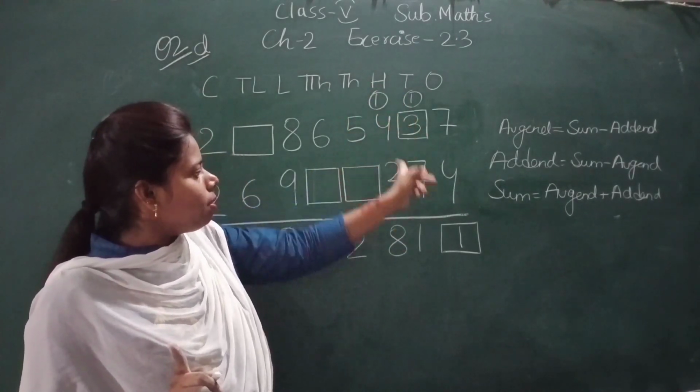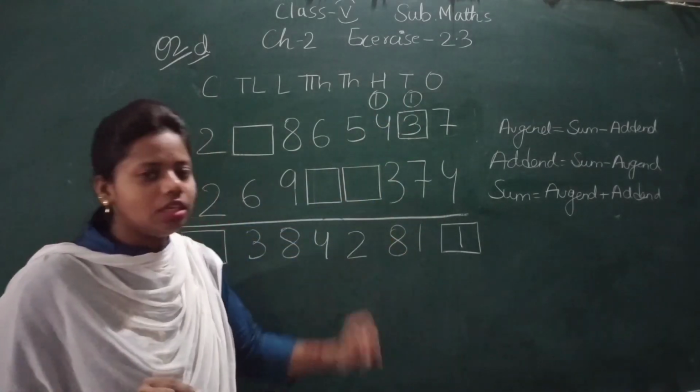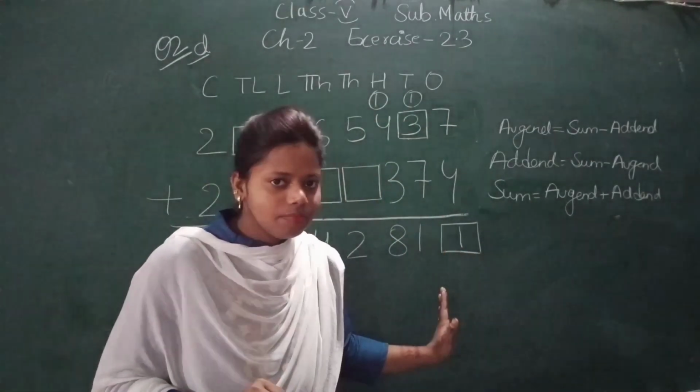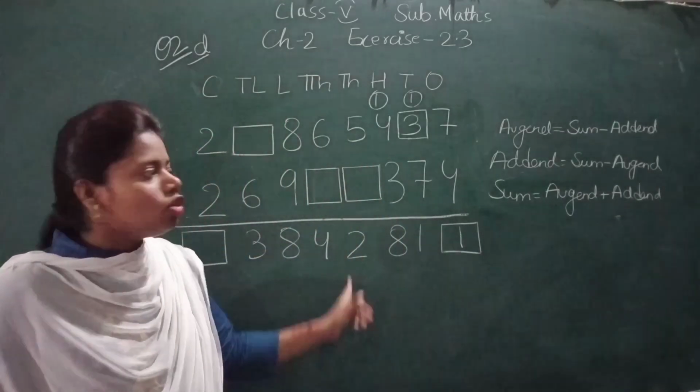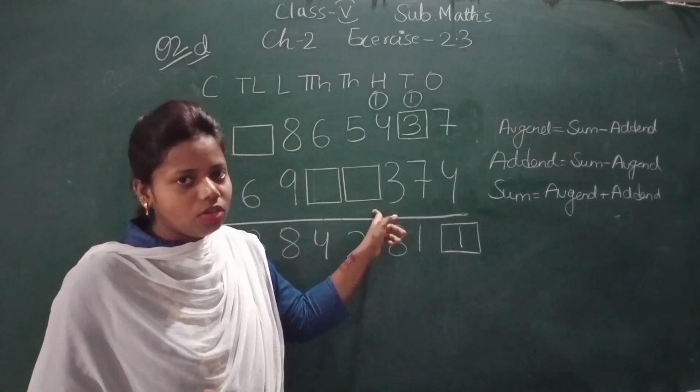Okay. Now see here. 4 plus 3 is 7. 7 plus 1 is 8. So up to this much is correct. Okay. Now let's fill this one. So to fill this box, the added, what you have to do?